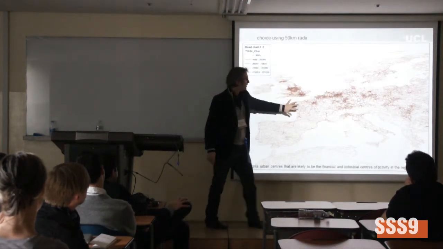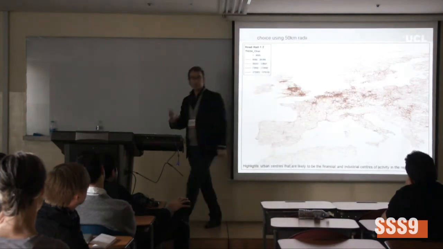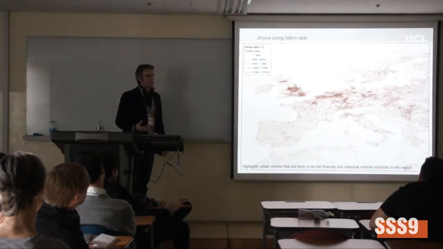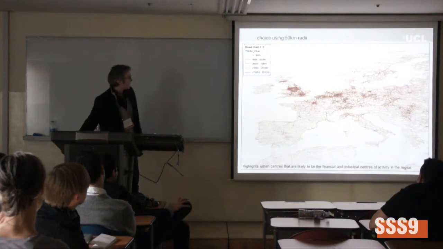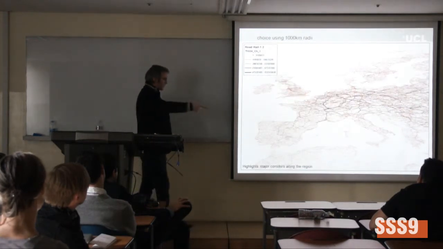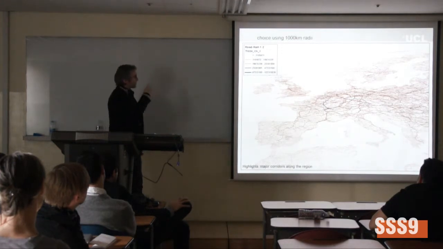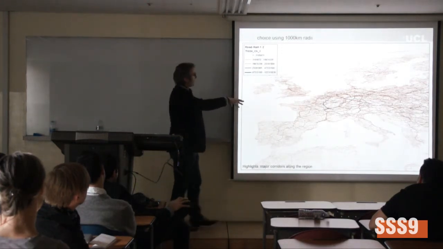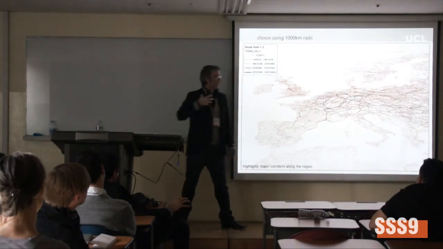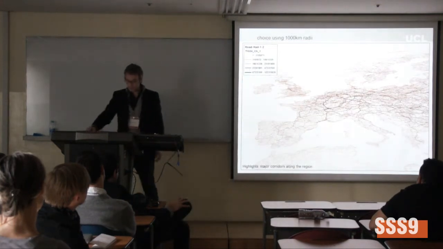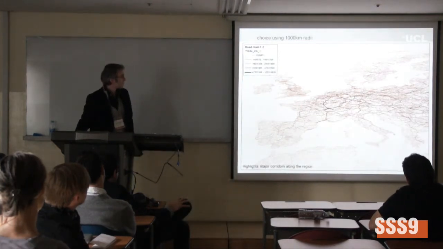You see these highlighted major centers corresponding with the big cities in Europe. The major centers, we would say, probably of economic activity. If we look at the much larger scale, this is the same sort of thing that you see in cities, obviously at much smaller scales. At the larger scale, 1,000 kilometers or so, we start to see the major through roads, the major corridors of transportation through Europe.